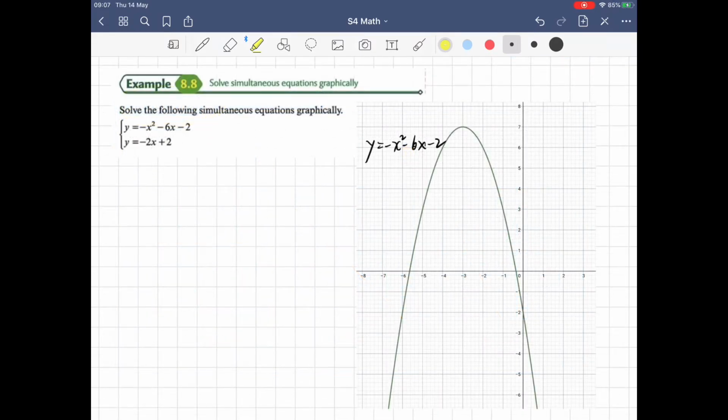So let's take a look at example 8.8. Sometimes the graphs are not given to you completely. So in this case, we have to construct or draw the equation back into the figure in order to find the intersections and the solutions of the simultaneous equations. So in this example, we have to draw the straight line y equals negative 2x plus 2.